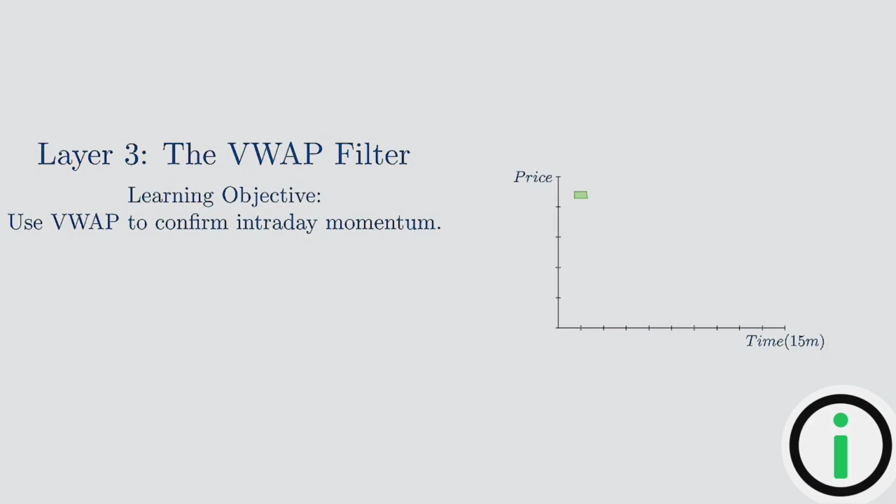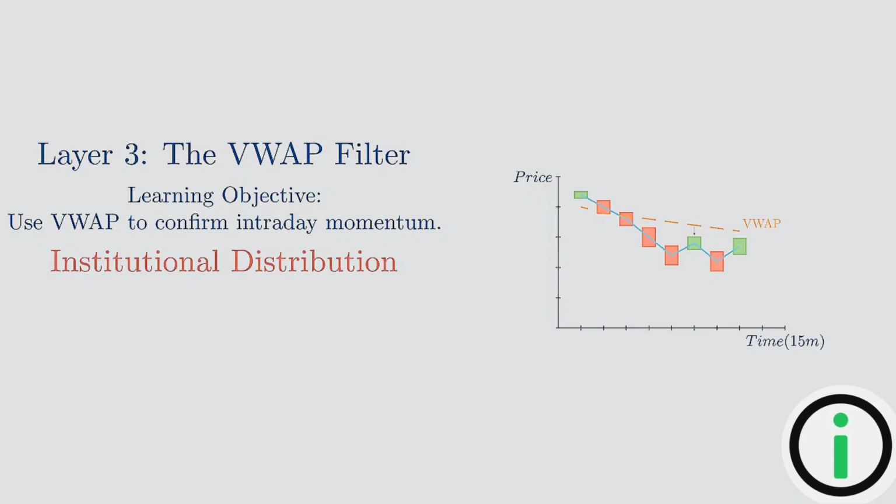Let's look at the Nifty 50 intraday action for July 14th. The blue line shows the price throughout the day. The orange dashed line is the VWAP. Notice how price traded below the VWAP for almost the entire afternoon. This indicates institutional distribution. Essentially, even though our big picture trend is bullish, the intraday tape is bearish.